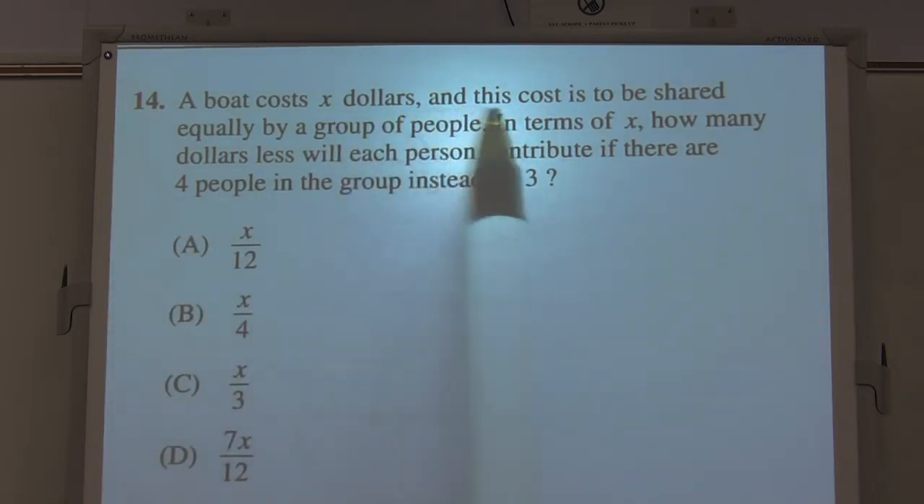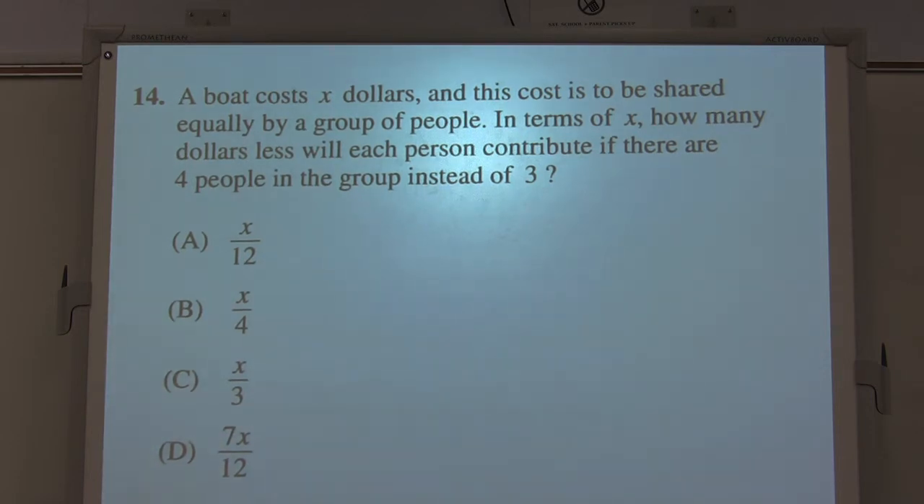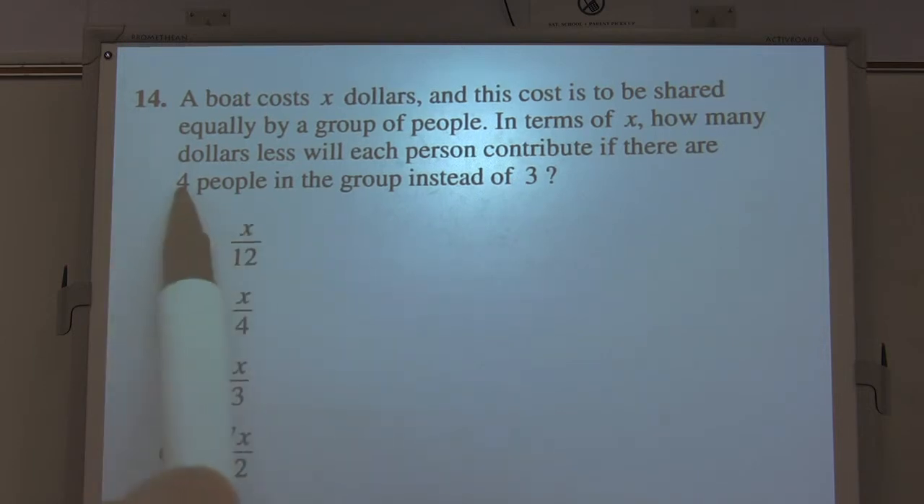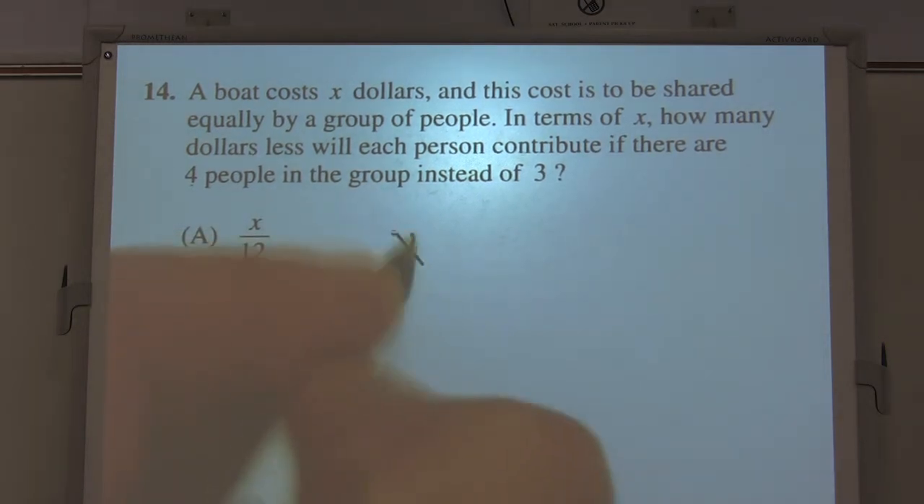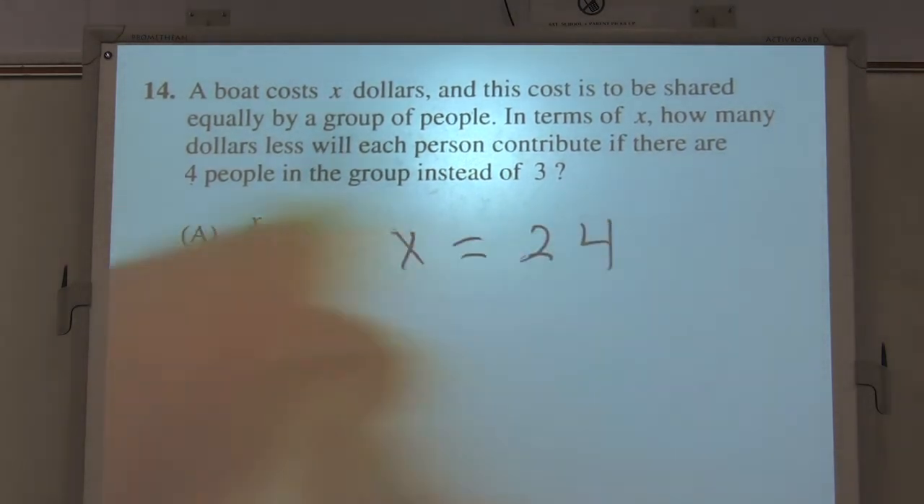A boat cost X dollars, and this cost is to be shared equally by a group of people. In terms of X, how many dollars less will each person contribute if there are 4 people in the group instead of 3 people in the group? Okay, I'm going to let X be some random number and make it a real number, and I'm going to make it a number that's divisible by 4 and 3. I'm going to choose 24. I suppose you can choose 12, but I'm going to choose 24. I'm going to let X equal $24.